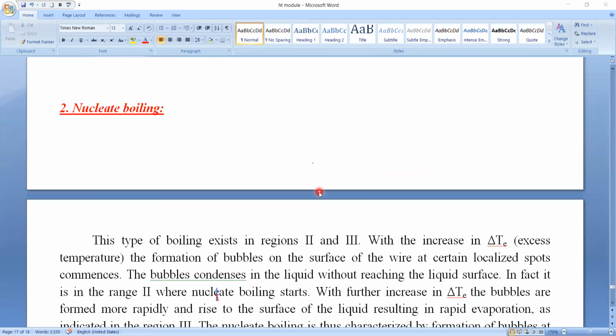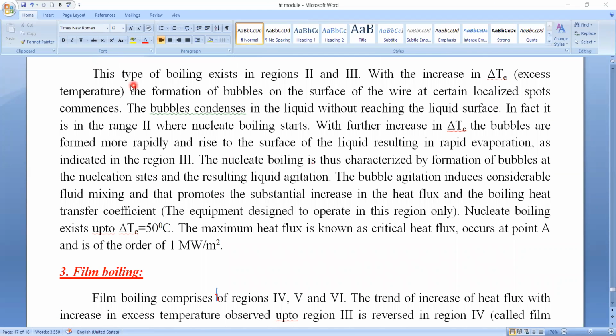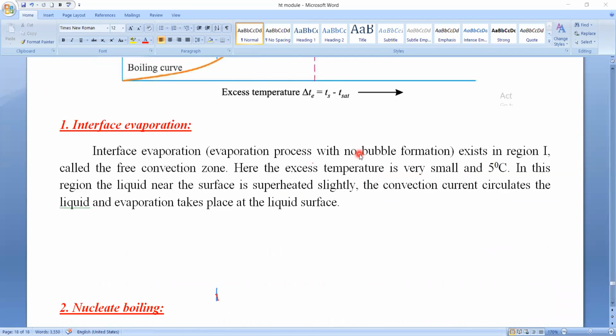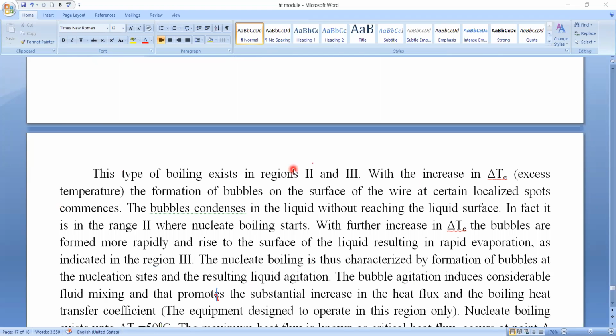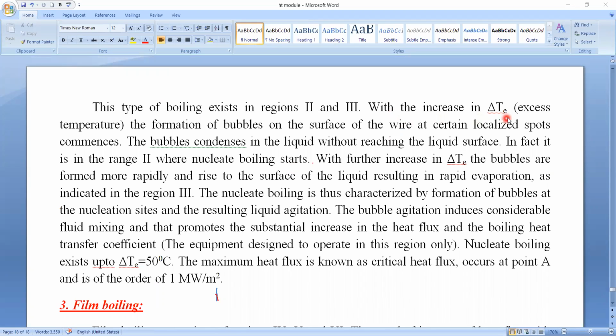Okay, fine. Now, the second one is nucleate boiling. This type of boiling exists in regions second and third. With the increase in delta T, that is the excess temperature, the formation of bubbles on the surface of the wire at certain localized spots commences. The bubble condenses in the liquid without reaching the liquid surface, as I said, in region 2. In fact, it is in region 2 where nucleate boiling starts.